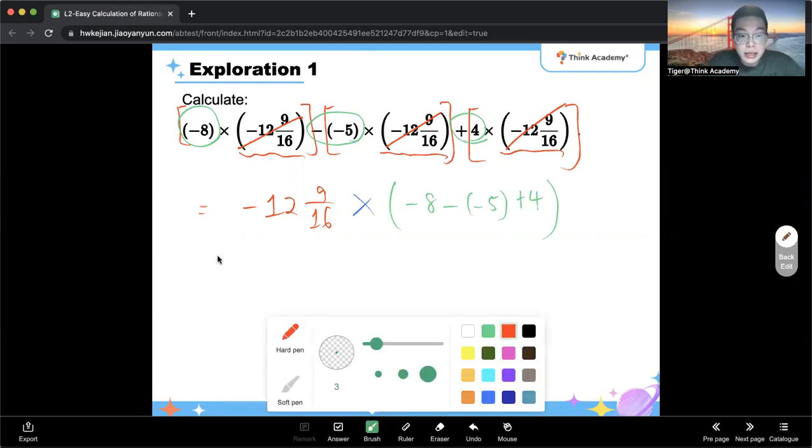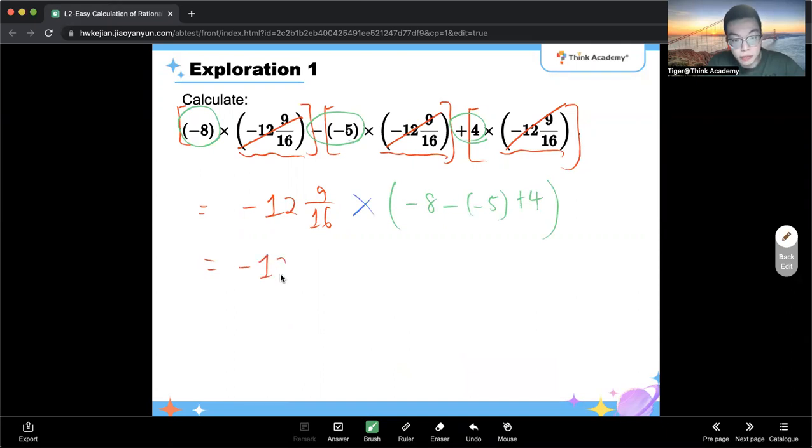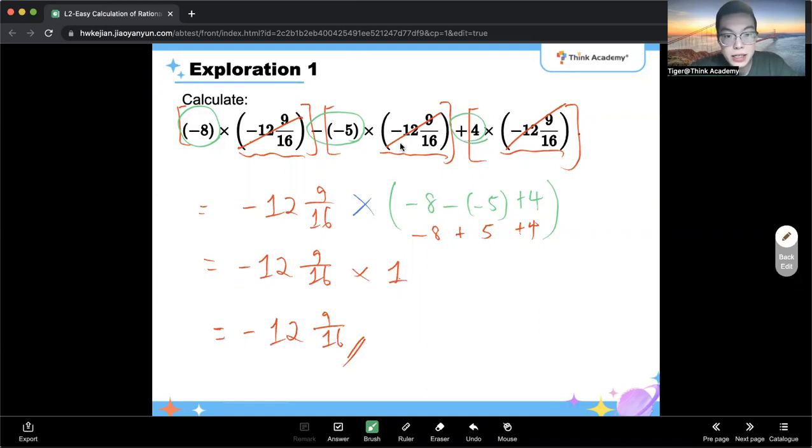So the next step is just copying the common multiplier down again, because we want to work on what's inside the brackets first. So minus 8, take away minus 5, which is going to be add 5, add 4. So we have minus 8, add 5, add 4, which is 1. So we have minus 12 and 9 over 16 times 1, which is itself. All right, so that's going to be the answer to the first exploration.